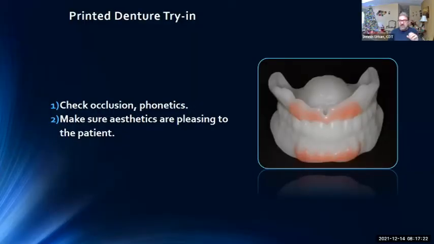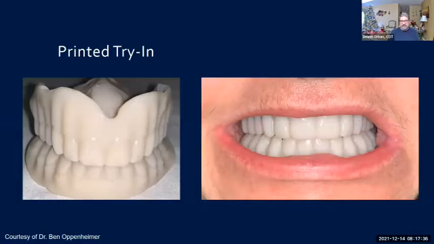So this is the printed try-in. You can see it's very monolithic. It comes in various shades now, but we still have to check for occlusion and phonetics, and we want to make sure those aesthetics are pleasing to the patient. And this is the printed try-in in the mouth. So it looks great. It looks like a good try-in.